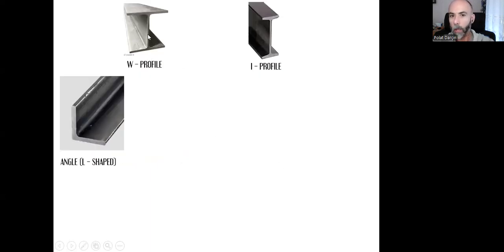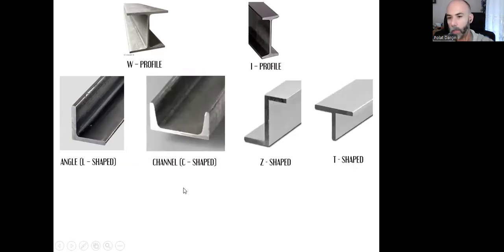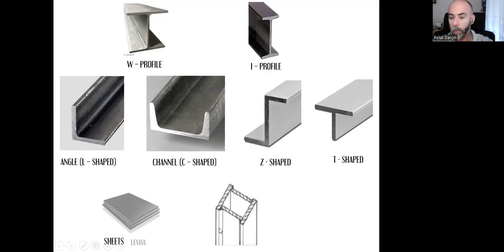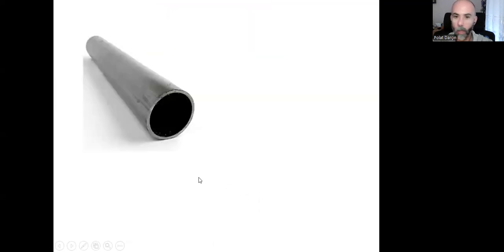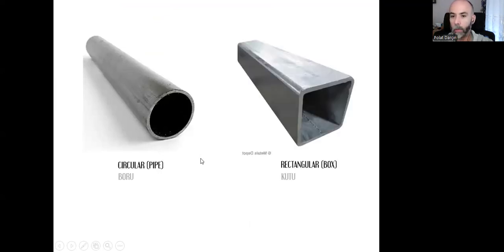But instead of this I or W profile shape, we can create L-shaped, or C-shaped, or Z-shaped, T-shaped, or we don't need those already made profiles. We can custom make our own profiles out of these sheets. These are thin metal sheets, iron or steel sheets. And by combining them in various forms, we can create our own custom shapes. The other group will be the pipe profile or box profile, and these are called HSS shapes.